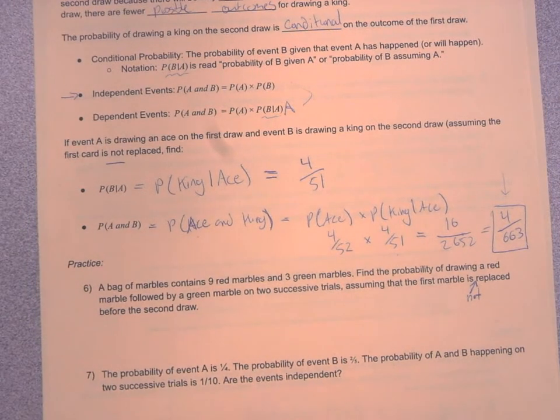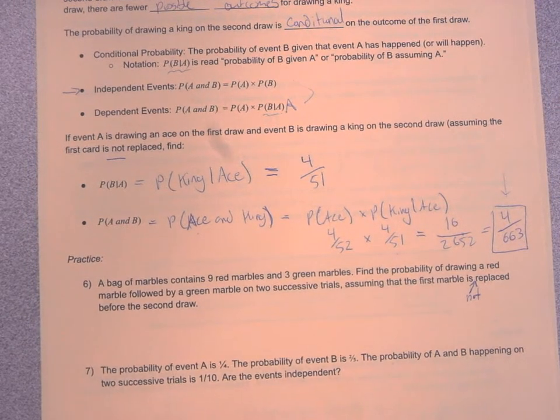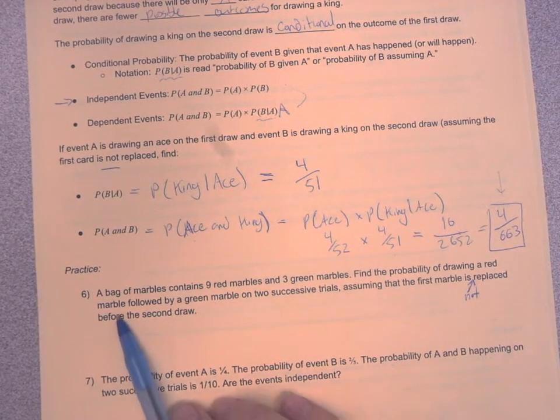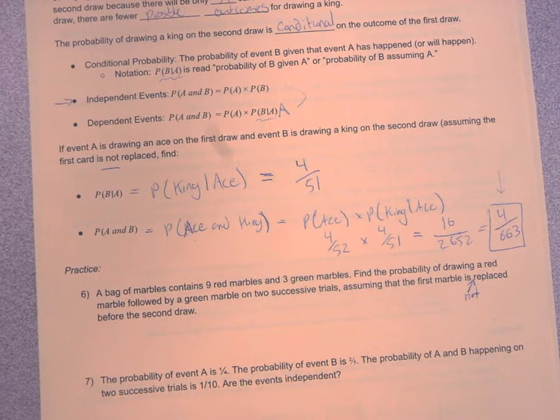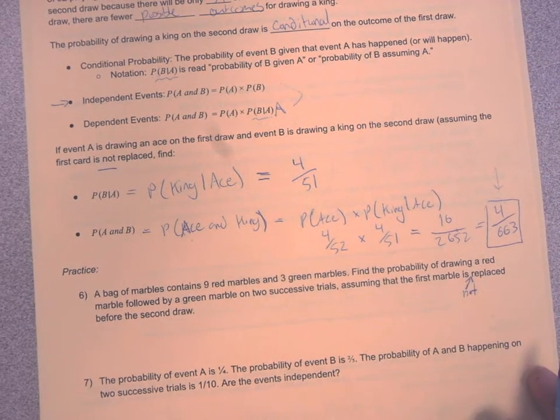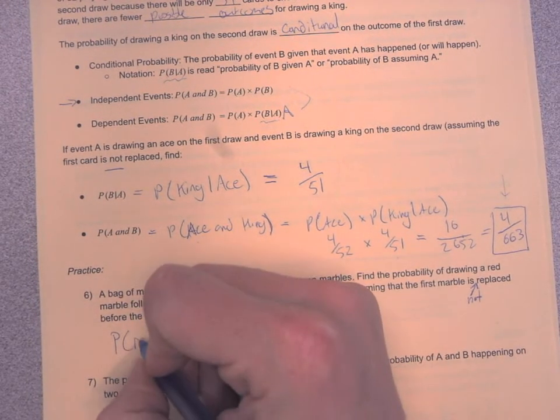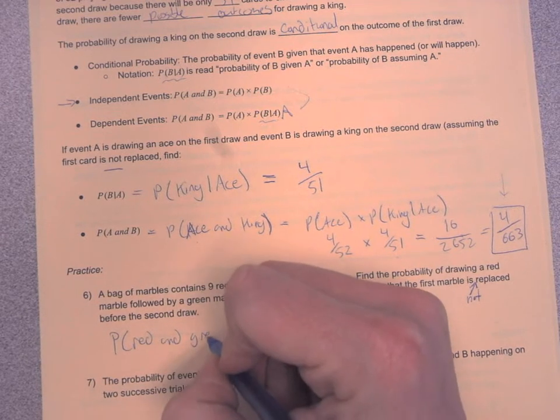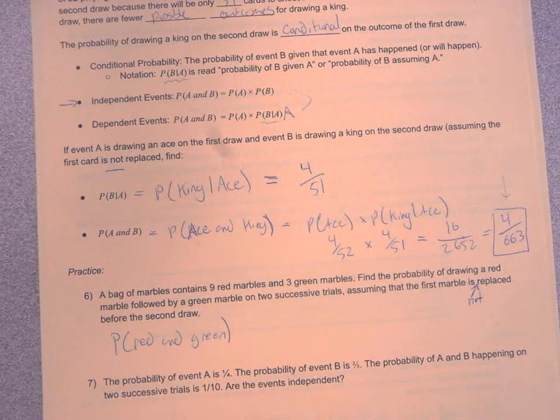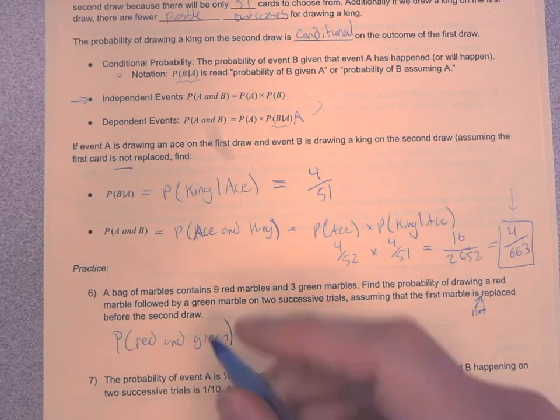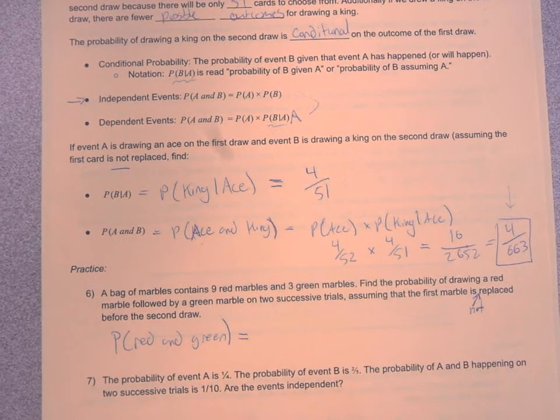Okay, back to probabilities. So we got the same 9 red marbles and 3 green marbles. We want to find the probability of drawing a red marble followed by a green marble on 2 successive trials, assuming the first marble is not replaced. So that's what we needed, the not replaced before the second draw. All right, so what we want is the probability of red and green. And remember, in this context, we're talking about 2 trials, so it's pulling a red followed by pulling a green on the 2 successive trials.